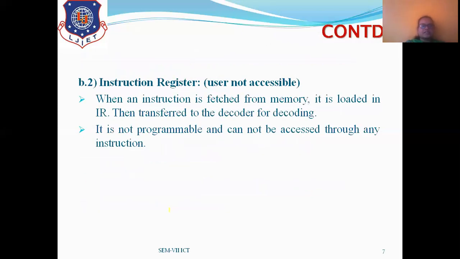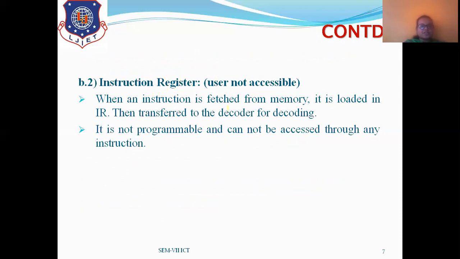Right, now the second type of register, that is instruction register. Right, these instruction registers are not accessible to users. Right, that means they are internally used by the processor.